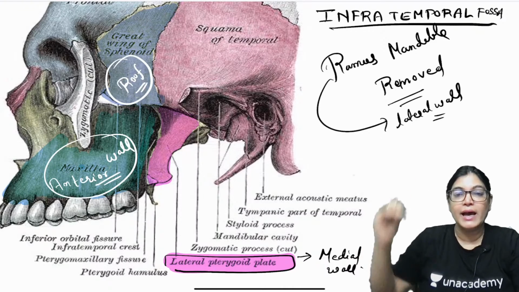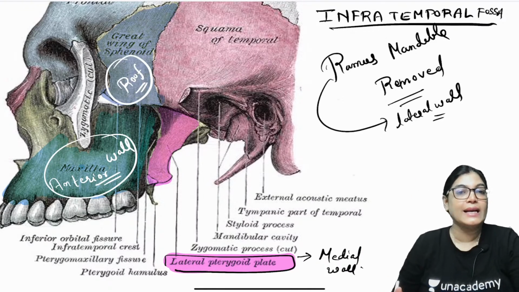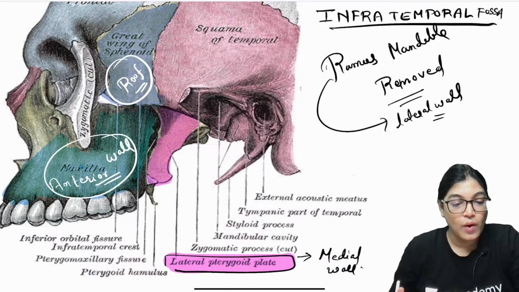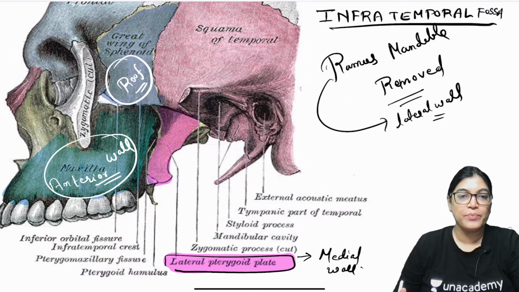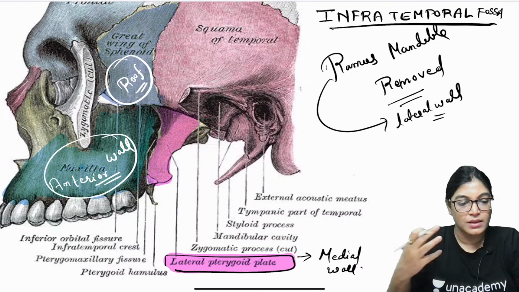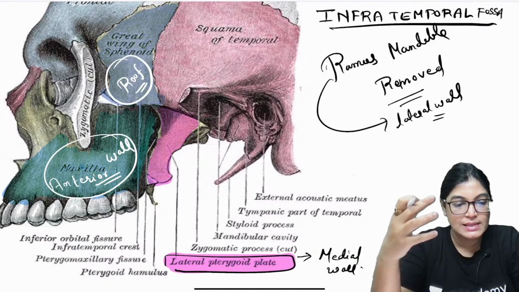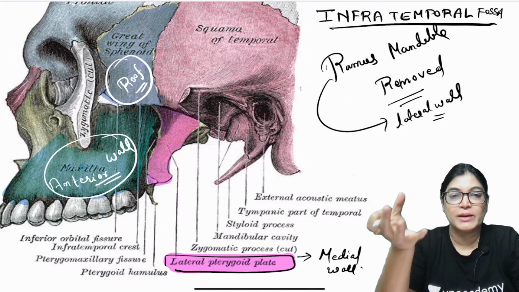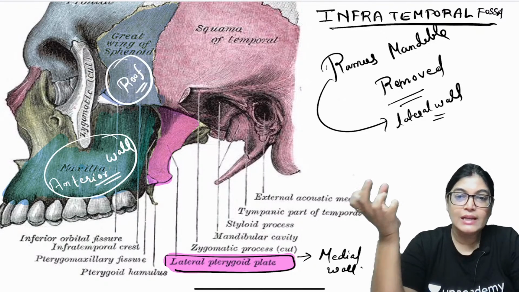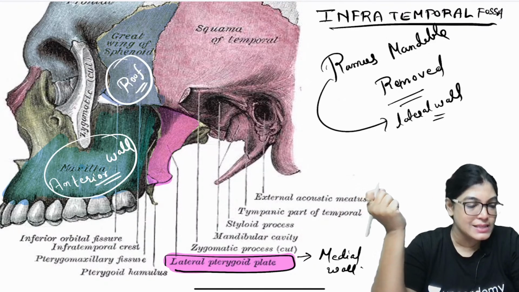ऊपर में क्या है, टॉप पे क्या है, ग्रेटर विंग ऑफ स्फेनॉइड का, स्फेनॉइड बोन का इंफ्राटेम्पोरल सरफेस है. गॉट इट? ओके. And in the lower aspect, the floor of the infratemporal fossa is open.